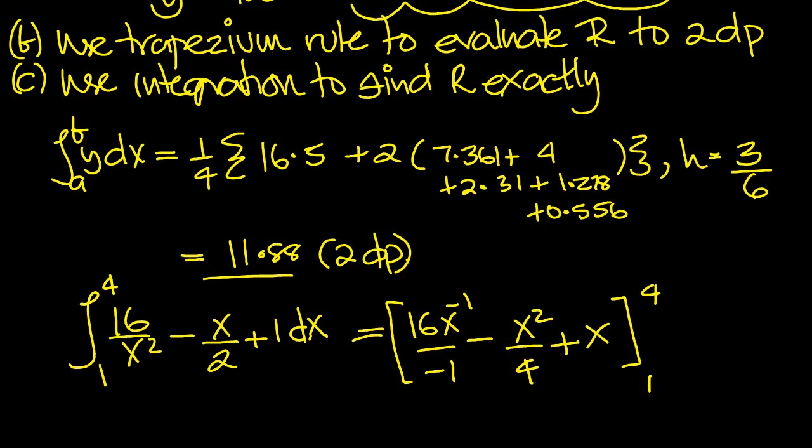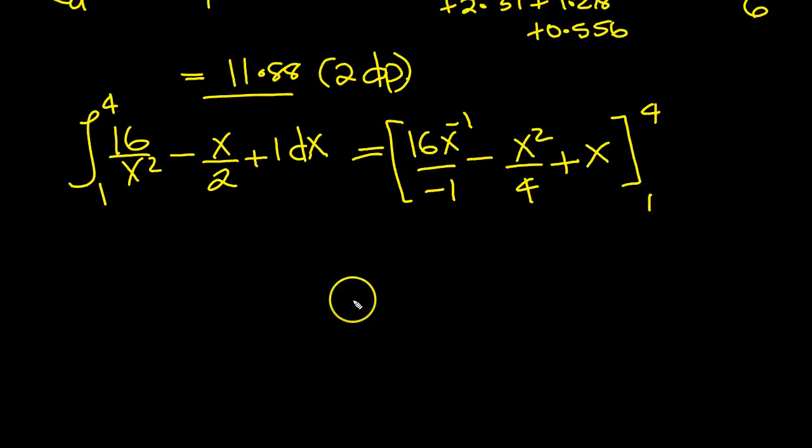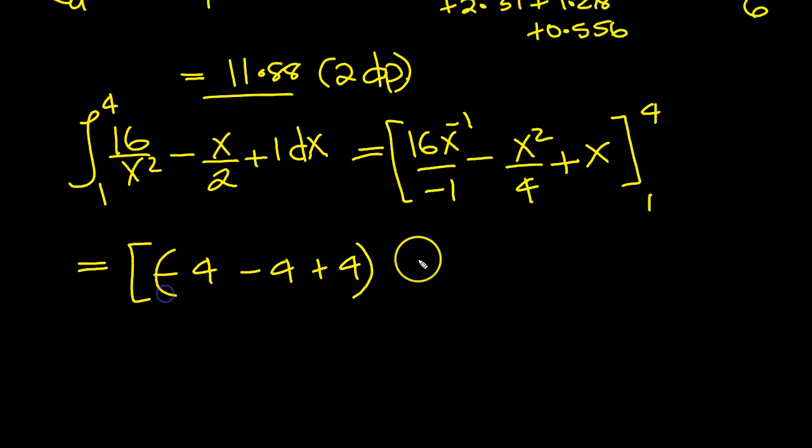This can be tidied up, but let's just tidy it up when we write the actual numbers out. Put 4 in. 16 over 4 is 4, over minus 1 is minus 4. Put 4 in here. 4 squared over 4 is 4. Minus another 4. And then plus 4. So that's the top value. Take away the bottom value. Put 1 in. 16 over 1 is 16. So that's a minus 16. 1 squared over 4. And then plus 1.